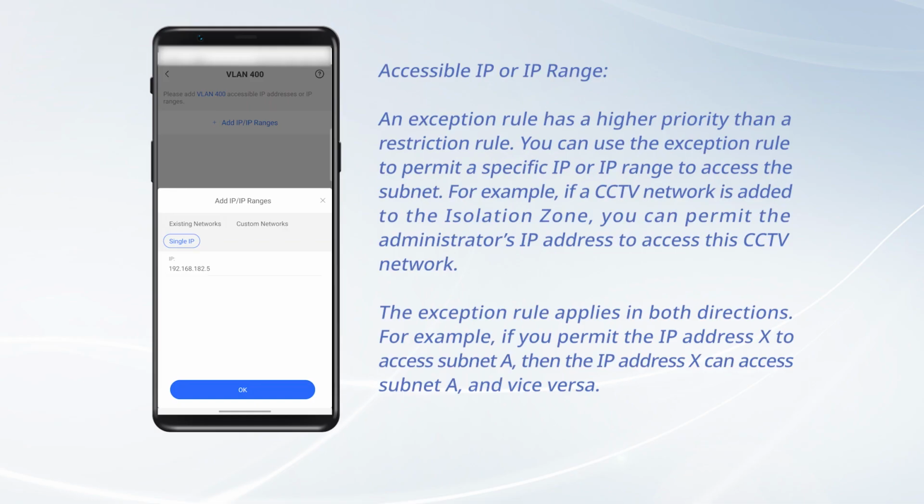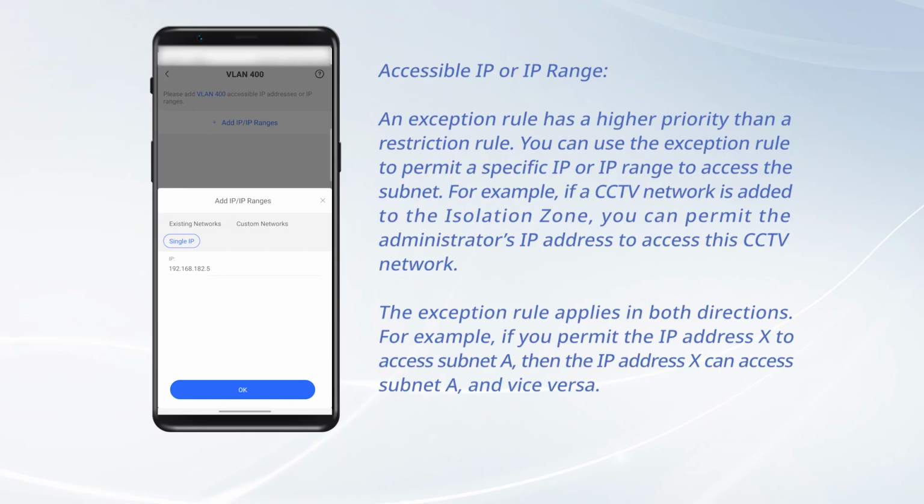An exception rule has a higher priority than a restriction rule. You can use the exception rule to permit a specific IP or IP range to access the subnet. For example, if a CCTV network is added to the isolation zone, you can permit the administrator's IP address to access this CCTV network. The exception rule applies in both directions.